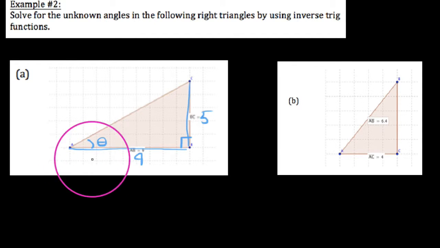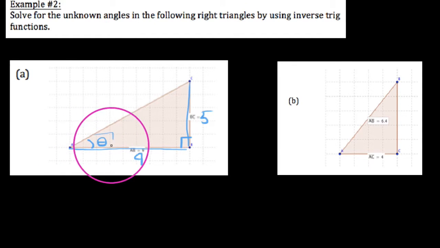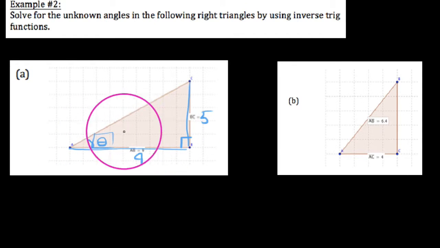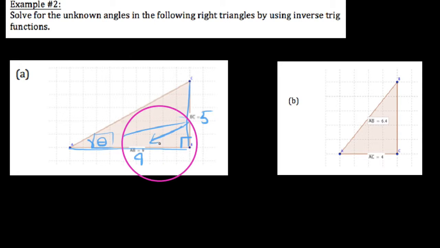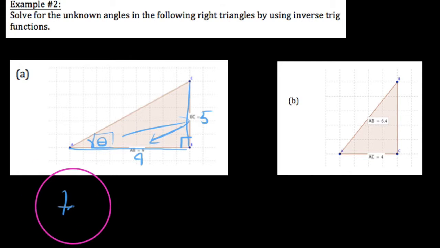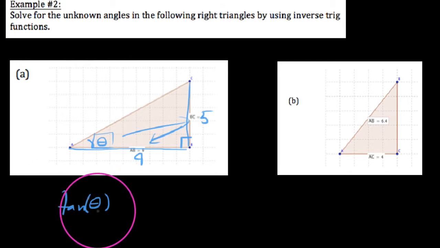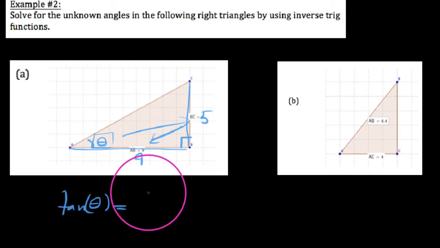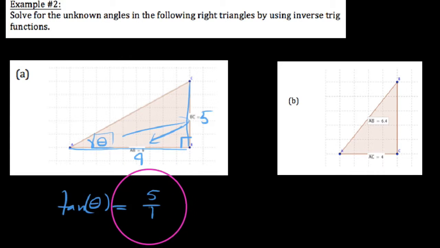The first thing we want to do is relate this angle theta to these two sides of the triangle that we actually know. Which trig function will allow us to relate this angle theta to this side here and this side here? In this instance it would be opposite over adjacent. So we could start with the equation tangent of our angle theta, which we do not know, is equal to our opposite side, which is 5 over 9.